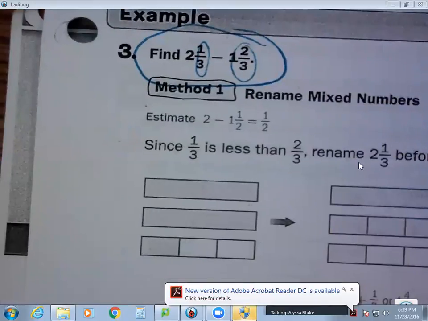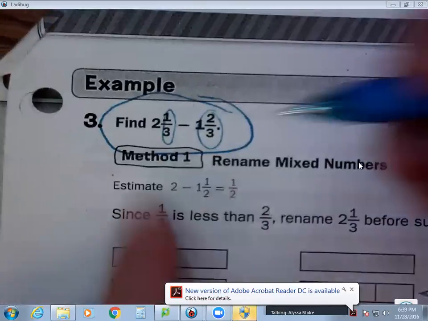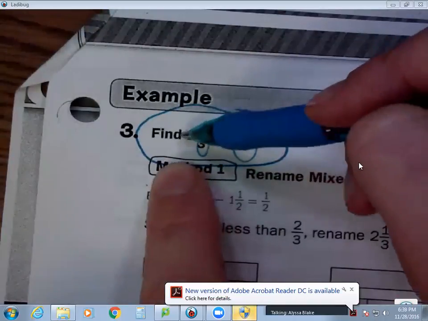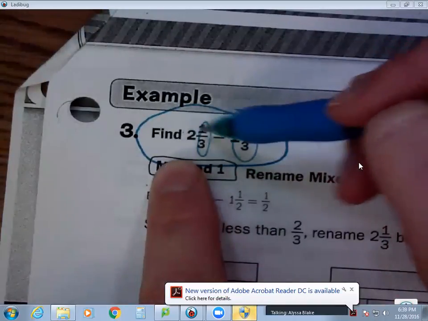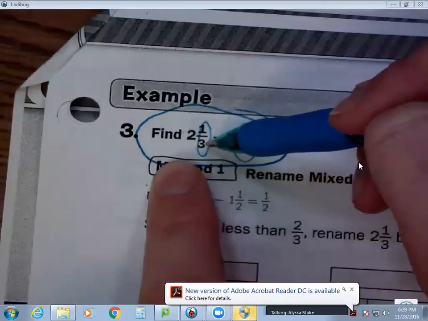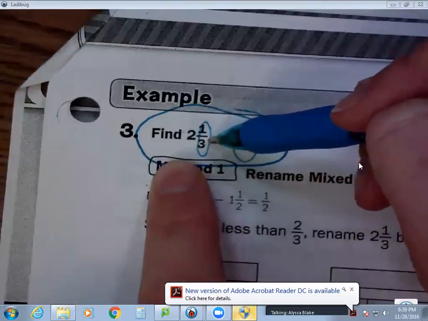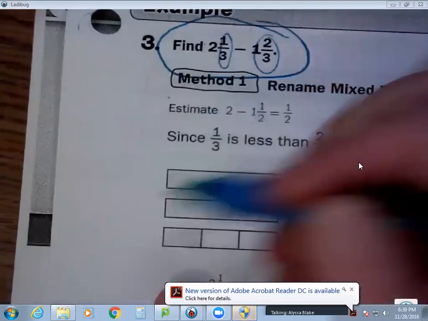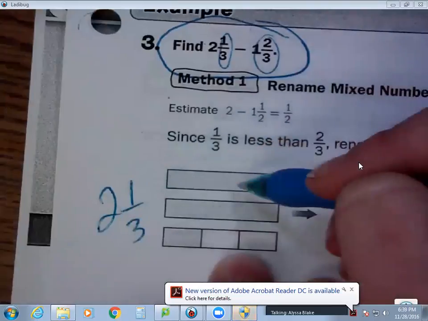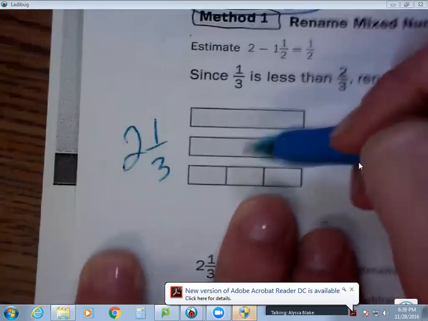But I want to show you what we can do. This 2 is actually 2 wholes, and those wholes are divided into 3 pieces, right? Where we can divide them into 3. So I've got 2 wholes and 1/3. So this is what this looks like here. It's 2 wholes and 1/3.